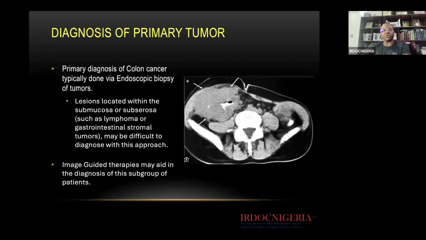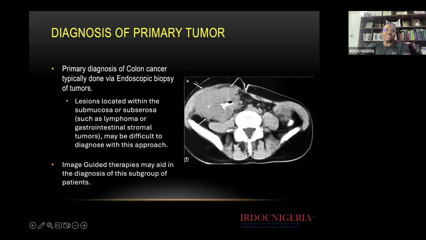As you know, most patients with colon cancer are now diagnosed with colonoscopy. That's the primary mode of diagnosis for most patients. However, we still have a subset of patients who have lesions that are submucosal or subserosal that are very obvious on a CT scan, such as this patient. As you can see here, this patient has a very thickened wall. This patient has colorectal lymphoma.